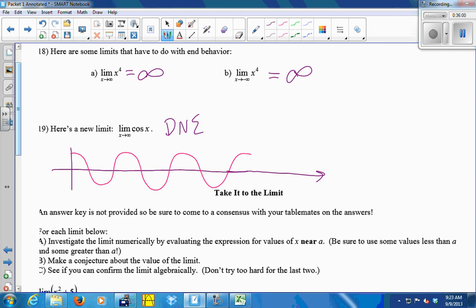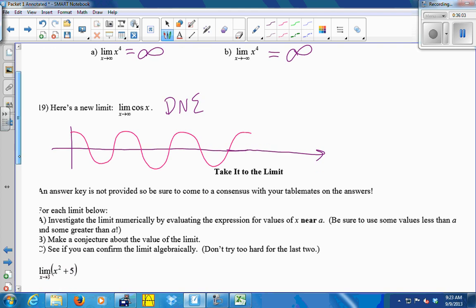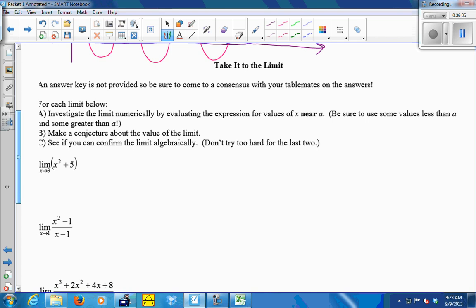Okay, so that brings us to our group activity called Take It to the Limit. I did not give you an answer key for this one, so I want to make sure that you discuss with your classmates the answers that you get. So for each of these limits, I want you to investigate it numerically, which means use a table in your calculator. Be sure to approach your a value from the left and the right. Part B, make a guess about the limit based on your table. And then part C, see if you can confirm the limit algebraically by plugging in or by doing some algebra and then plugging in.